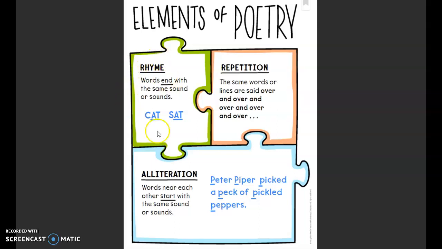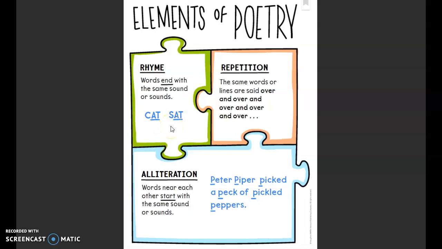Good. Okay, so now we're going to talk about rhyme, the last element. So rhyme is when words end with the same sound or sounds. So cat and sat. Those rhyme because they both end with that at sound.